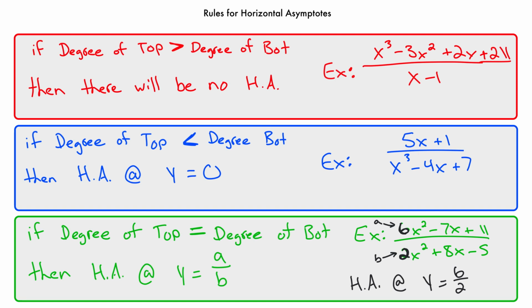But 6 over 2 is reducible. 6 divided by 2 is 3. So if I was to graph that example I had written, it would have a horizontal asymptote at y equals 3. You'd go up 3, draw a horizontal dashed line, and you'd call it done.